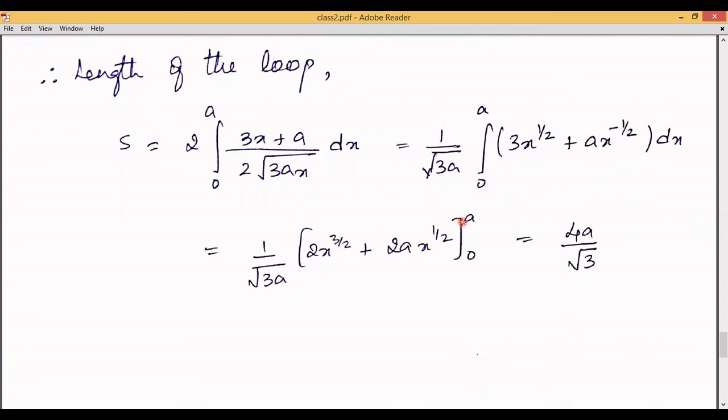When you apply the lower limit, it is 0. When you apply the upper limit, it is 2a power 3 by 2 plus 2a power 3 by 2, because a power half into a is a power 3 by 2. So that becomes 4a power 3 by 2. And here there is 1 by root 3, and a power 3 by 2 by a power half will be a. So 4a by root 3 is the entire length of the loop.